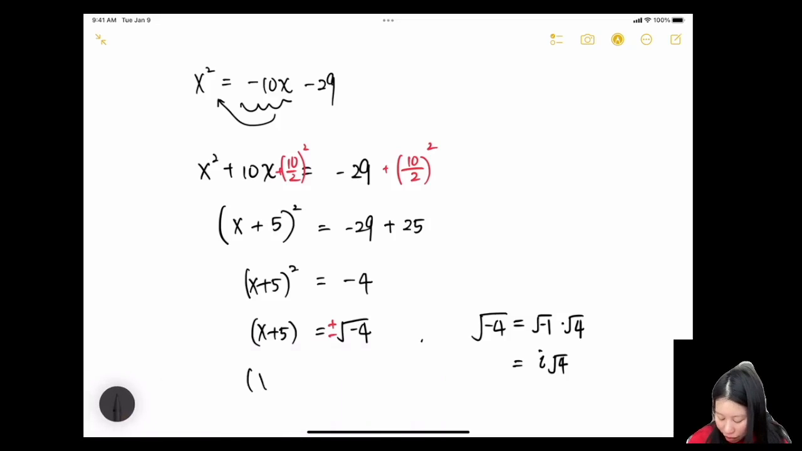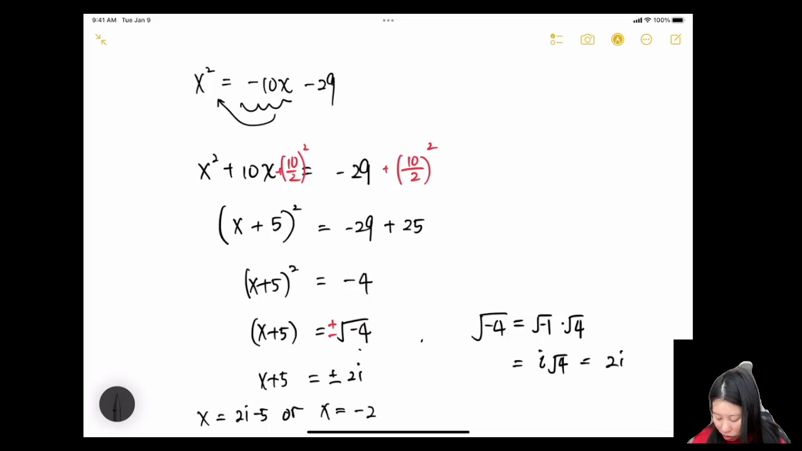So that I have x plus 5 equals positive or negative square root of 4, which equals 2, right? So basically this is positive or negative 2i. So x either equals positive 2i minus 5, or x equals negative 2i minus 5. Okay, so that's it.